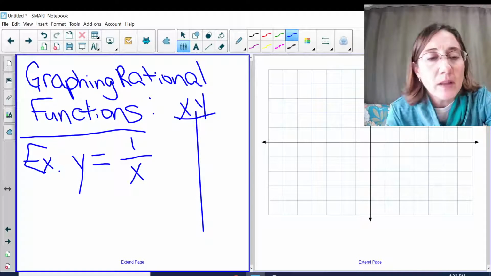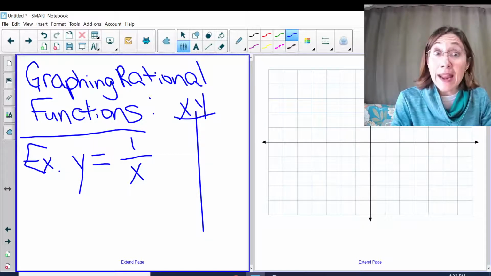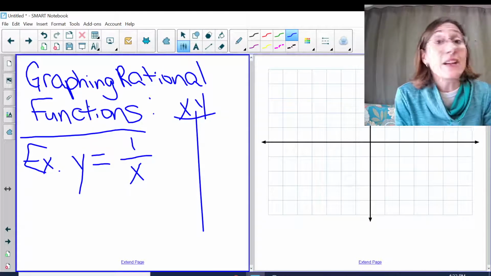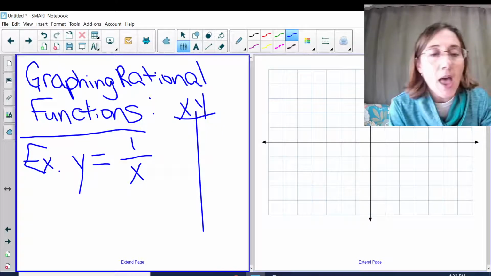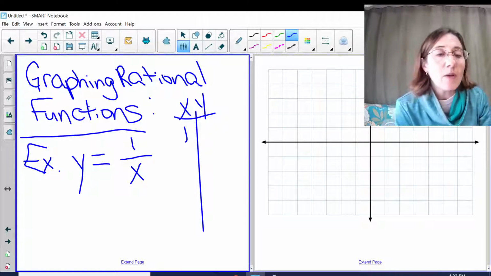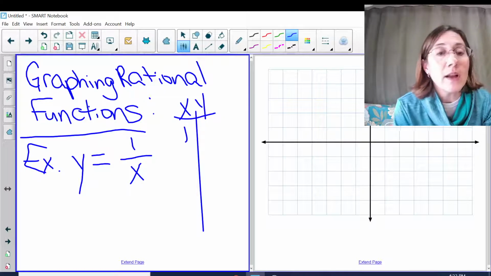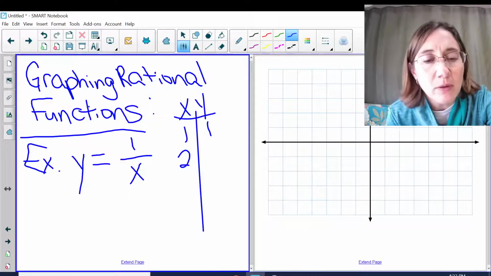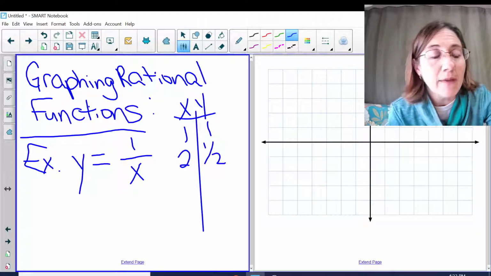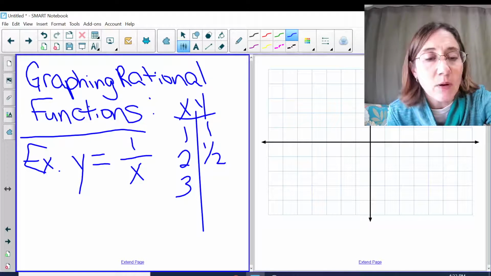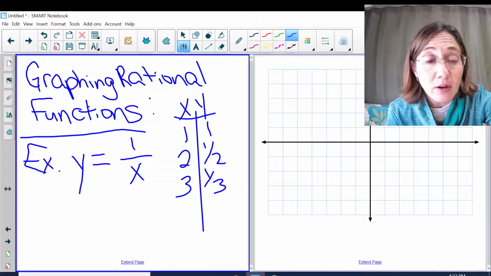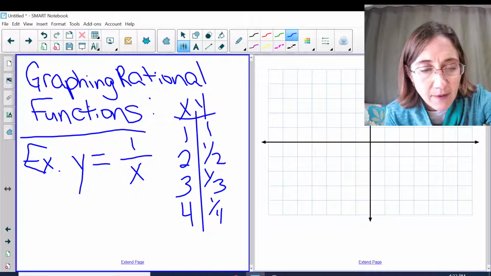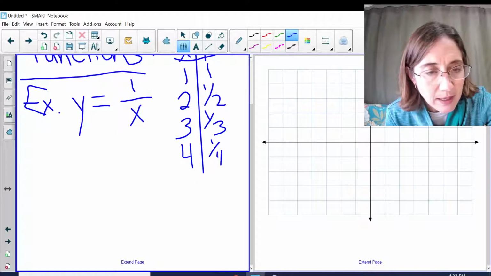Okay, so let's go. Well, I can't put a 0 in, can I? Because then we would have 1 over 0 and we would be dividing by 0, and we can't do that. So I can't put a 0 in, but I can put a 1 in. So if I put a 1 in for x, 1 over 1 is 1. If I put a 2 in for x, 1 over 2 is a half. If I put a 3 in for x, 1 over 3 is a third. If I put a 4 in for x, it's 1 over 4. So there's some values.